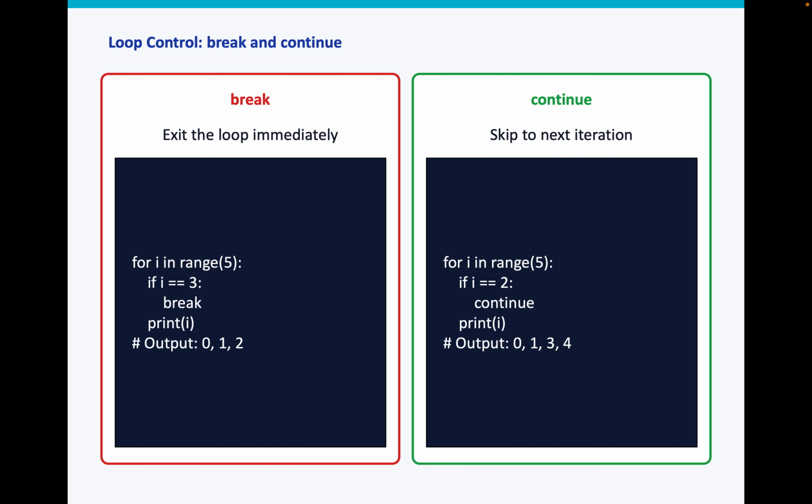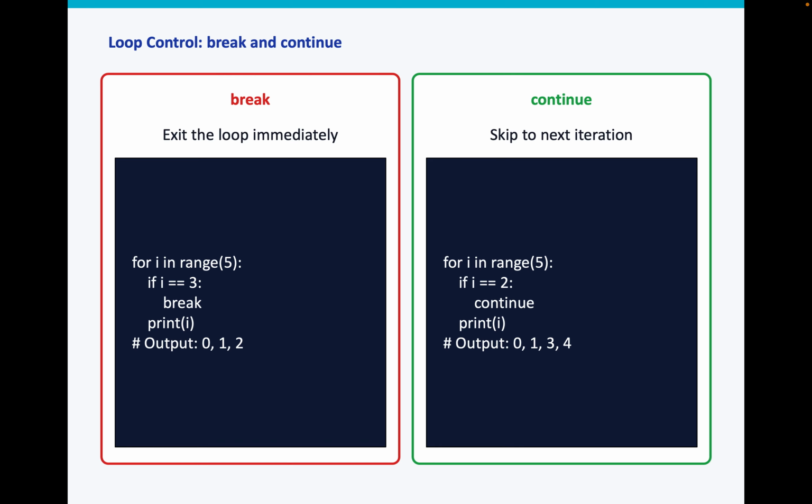Now there are two important statements in a loop, that is break and continue. Sometimes we need to interrupt a loop's normal flow. Python provides two statements for it: break and continue. Break exits the loop immediately. As soon as Python encounters break, it stops the loop and continues with the code after the loop. For example, for i in range(5), if i == 3, break, and then print(i). The output will be 0, 1, 2. Immediately after reaching the condition i equal to 3, the loop will break.